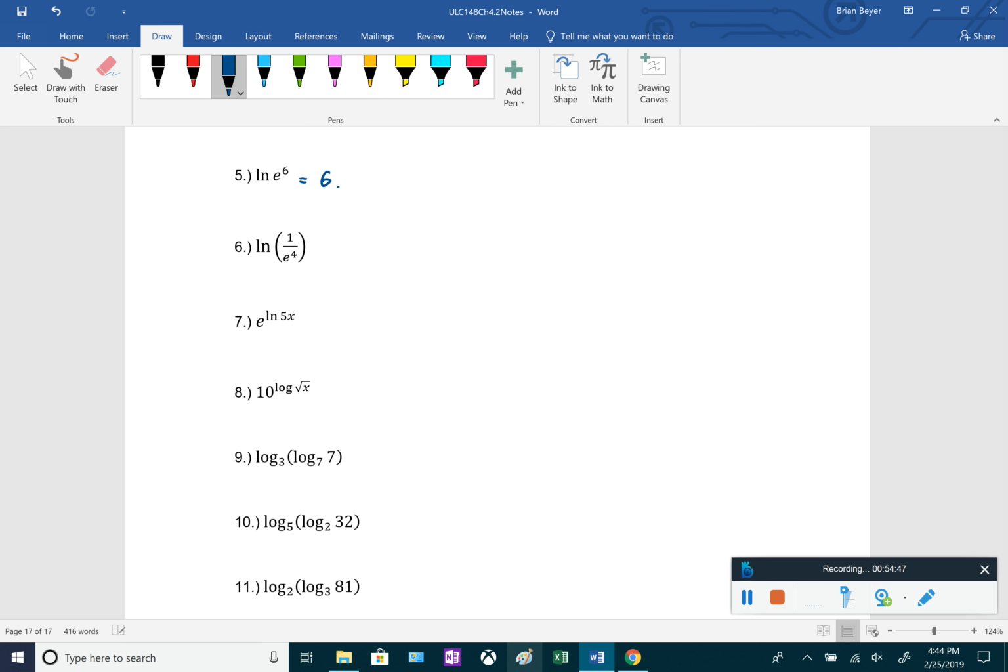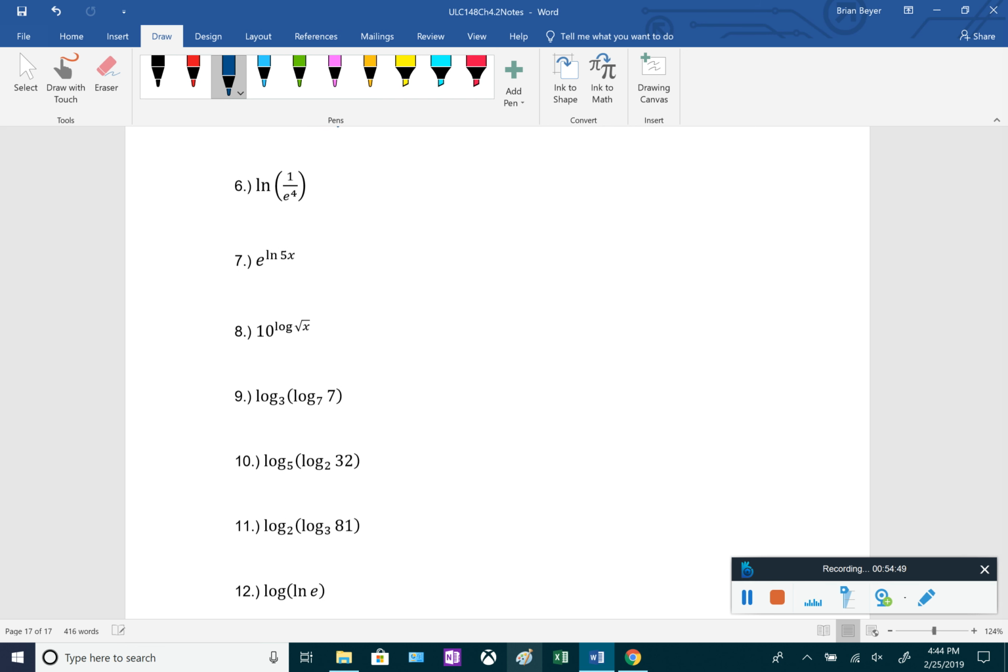Next one, ln of 1 over e to the fourth. I see an e in here for the input, so I'm going to play with it a little bit. Instead of 1 over e to the fourth, we can write that as e to the negative fourth, right? Just based on exponent rules. The reason I did that is because now we can see that the ln is base e, so is the exponential in the input. They cancel, we're left with negative 4.